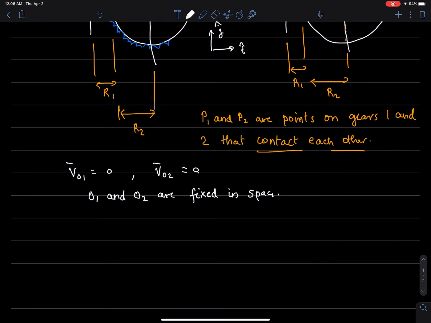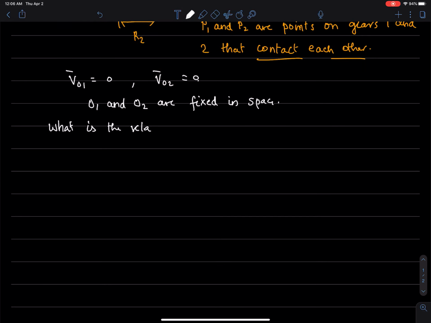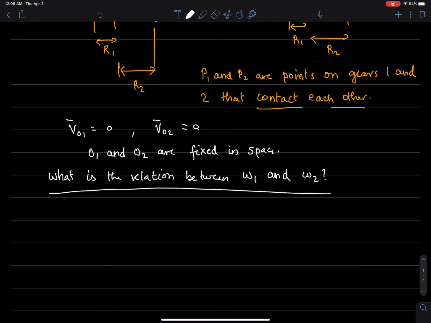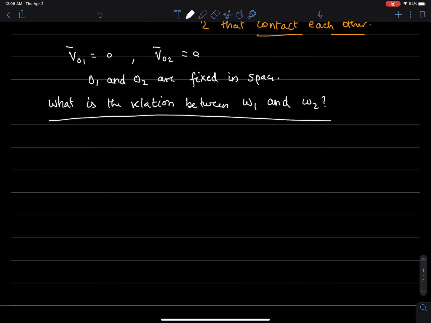And then we can ask, what is the relation between omega 1 and omega 2? What is the relationship between omega 1 and omega 2 given all this stuff? Okay, so the main point is that the gears do not slip against each other.